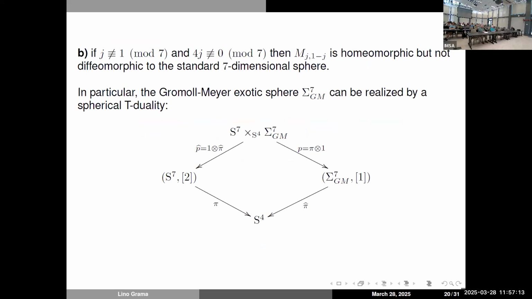Another interesting example is how the Gromoll exotic sphere appears in this dual. We can show that this is dual to the usual sphere S7, but now twisted by this flux. This usual S7 sphere is a T-dual to the Gromoll, but now the Gromoll appears here with no flux. And then this will be kind of the twisted S7. Is it twisted by this homology class?